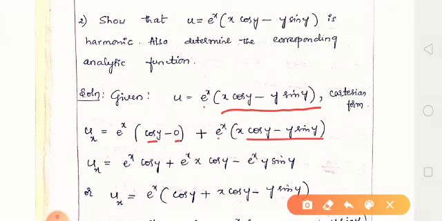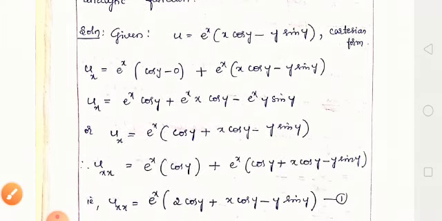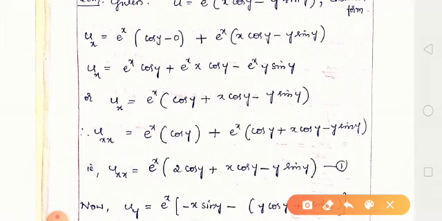If you observe, e^x is common here, so take e^x out and write in terms of the other function. Now we want uxx, the second order partial derivative of u with respect to x. So differentiate the expression for ux partially with respect to x. Again we have to treat functions of y as constant.